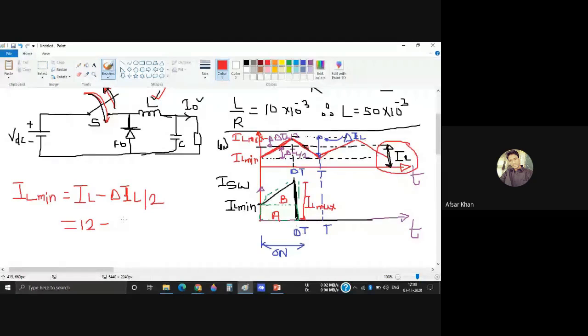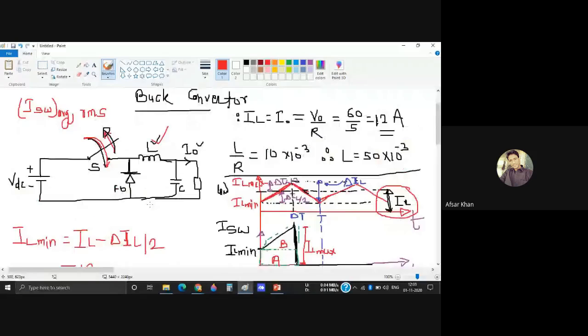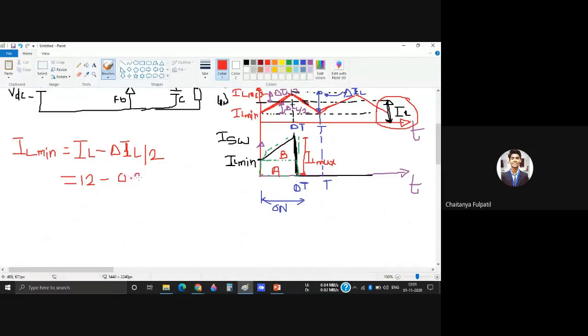Delta IL is how much? It is 0.24. So 0.24 by 2 is 0.12. So your answer is 11.88. Yes or no?